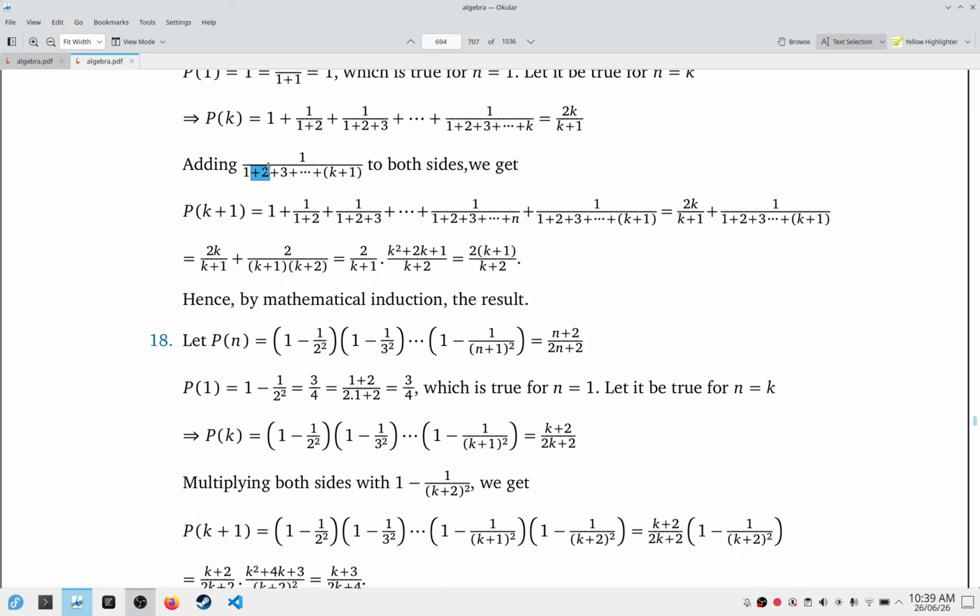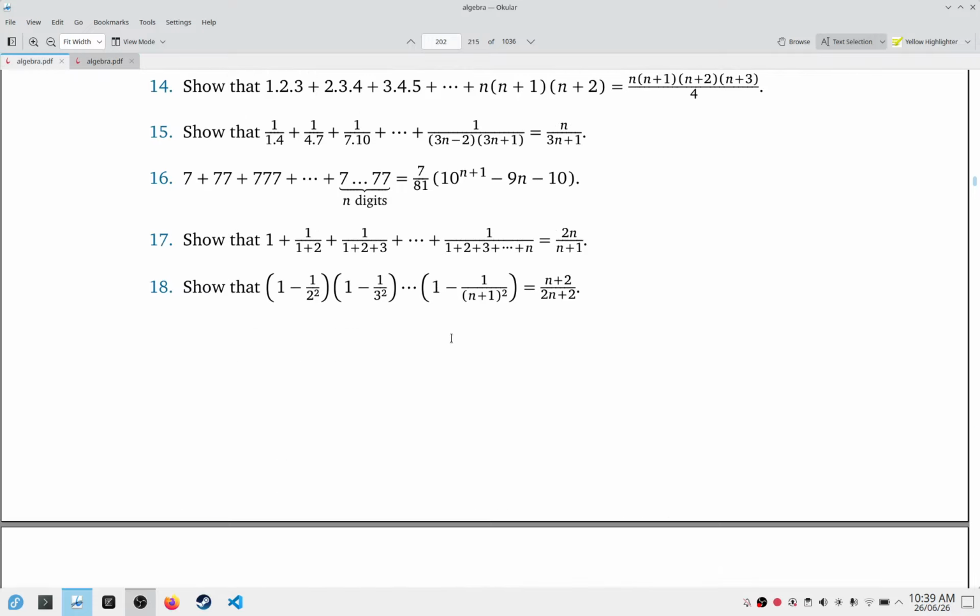So we have this relationship over here. Now we add 1 over 1 plus 2 plus 3 up to k plus 1 to both sides. So left hand side becomes P(k plus 1) and right hand side is this expression over here. And then we solve this. Okay. So this sum is (k plus 1) times (k plus 2) by 2. So now we solve this, we get 2 times (k plus 1) by (k plus 2). Hence by induction we have the result.